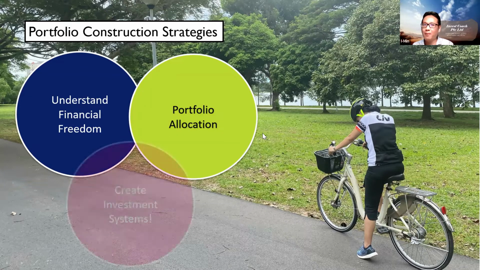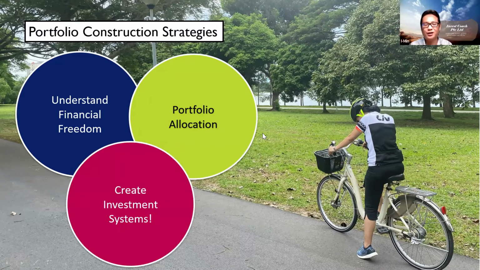And the last part about portfolio construction strategies is actually this thing called create investment systems. Now, if we don't buy low, sell high, then how do we buy? Okay, the answer is creating investment systems. So I will actually give you more precise examples later, and you would have a clearer idea. Okay, so these are the three steps. I'm going to test you later.